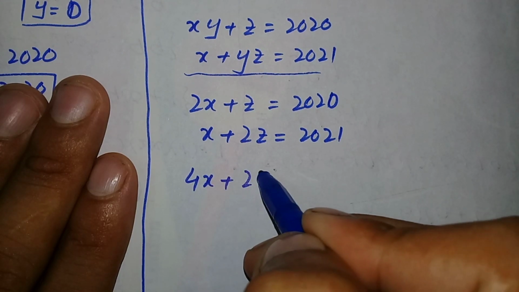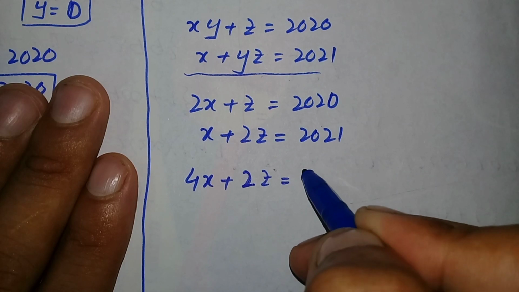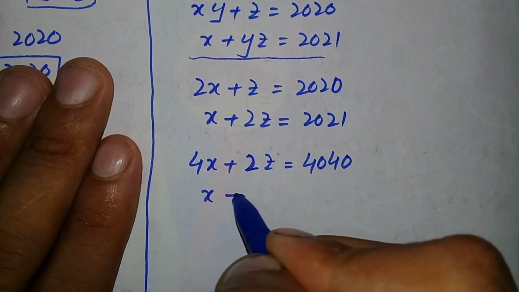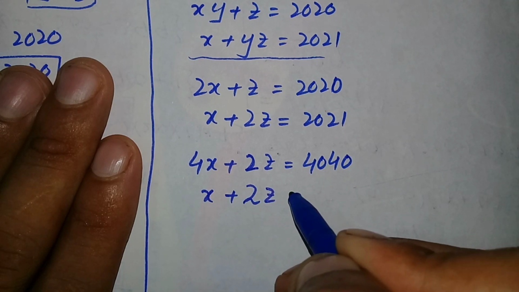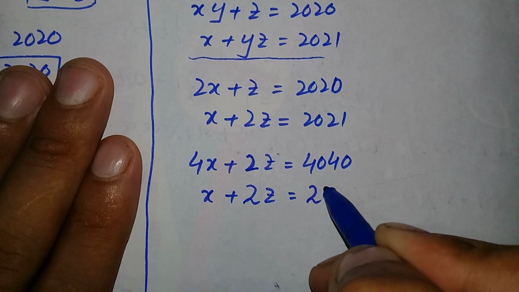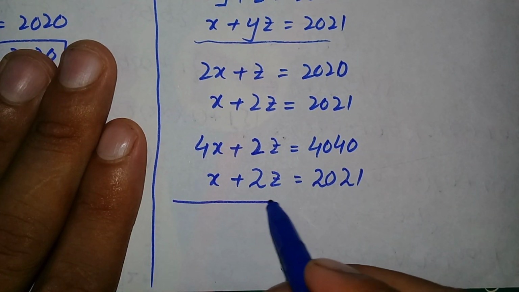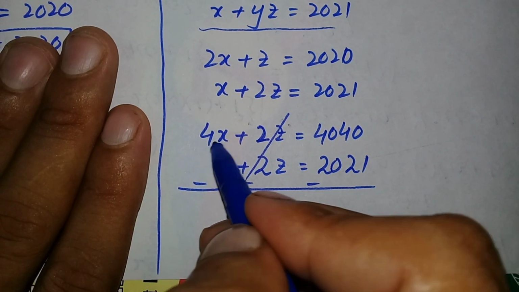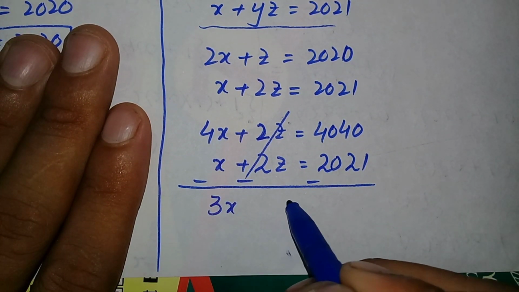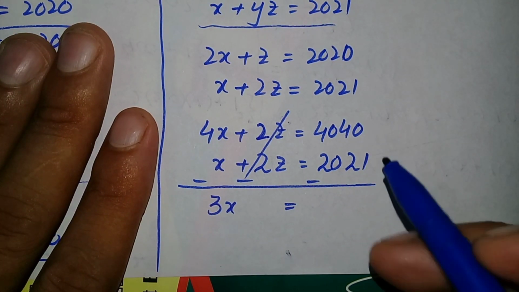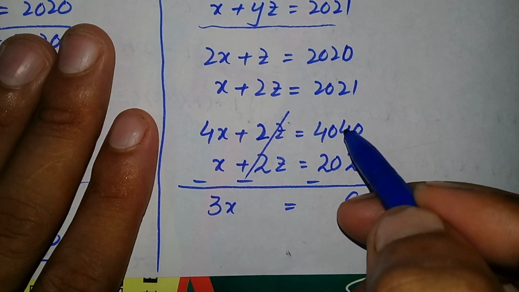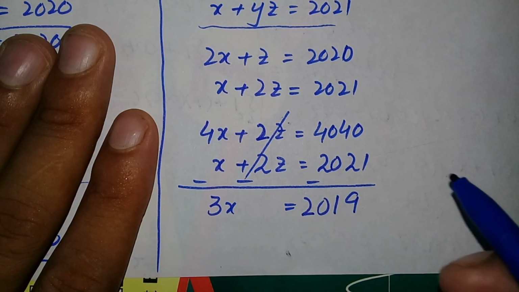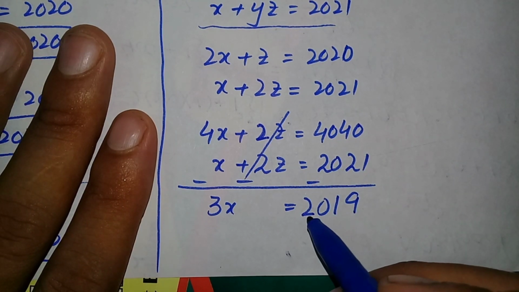So by multiplying this equation with 2, it will become 4x plus 2z is equal to 4040, and we will write this equation as the same, x plus 2z is equal to 2021. Let's subtract these two equations, so we will change the sign, and these two terms will be cancelled with each other, and 4x minus x gives us 3x is equal to, by subtracting 4040 minus 2021 gives us 2019.